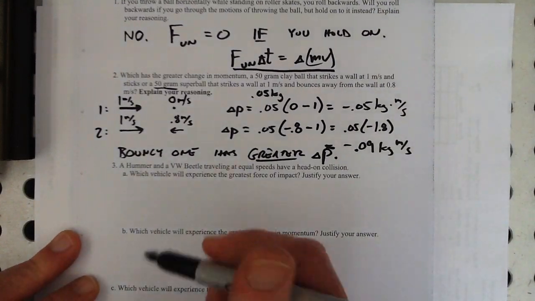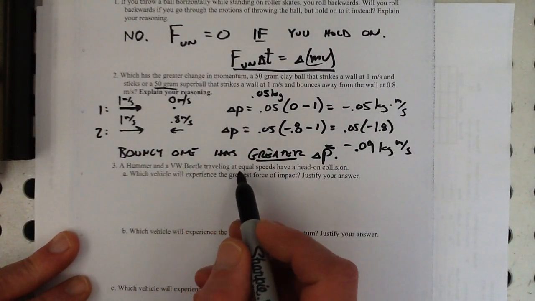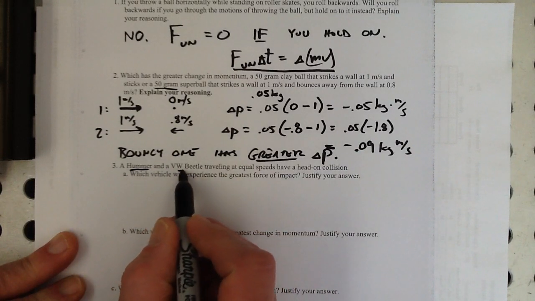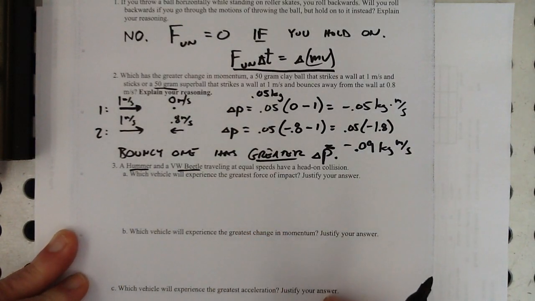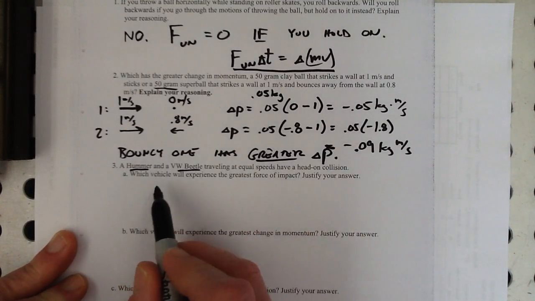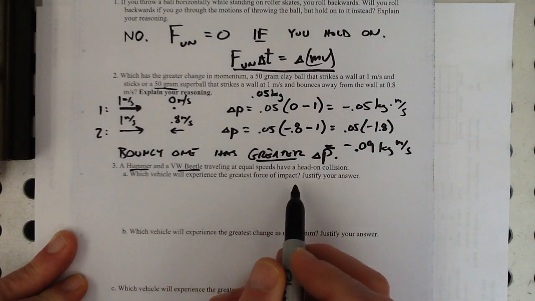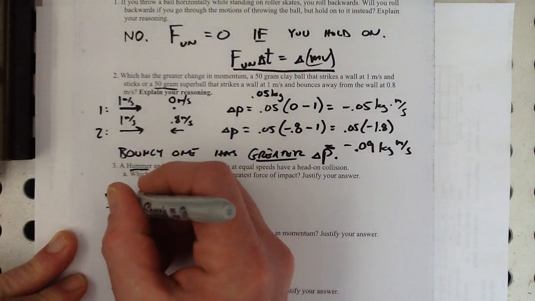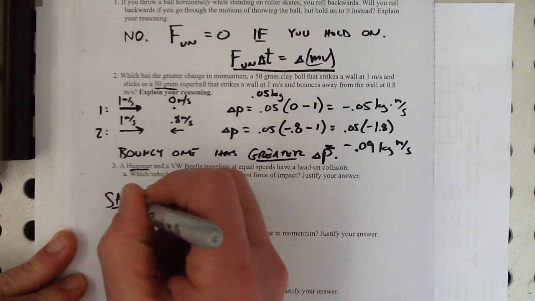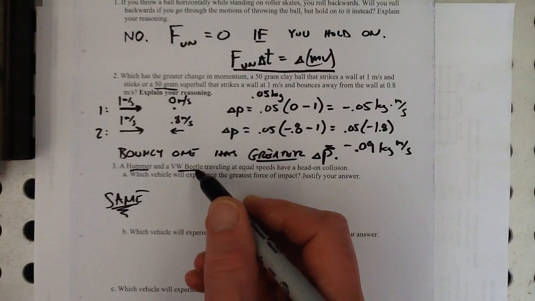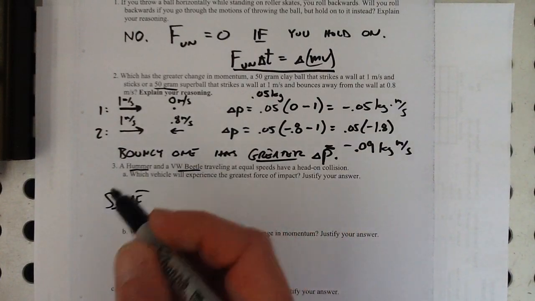Number 3, a Hummer and a Beetle traveling at equal speeds. The idea here is this is a big car and a Volkswagen Beetle is a small car, traveling at equal speeds, having a head-on collision. Which vehicle will experience the greatest force of impact? Justify your answer. The temptation here might be to say that the Beetle is going to experience the greater force from the Hummer because the Hummer is bigger.